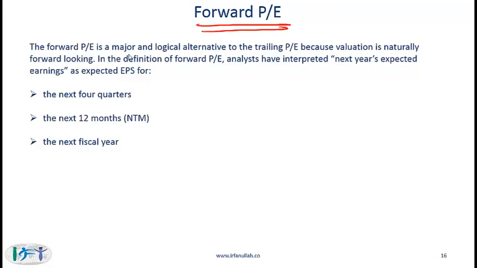The forward PE is a major and logical alternative to the trailing PE because valuation is naturally forward-looking. In the definition of forward PE, analysts must interpret next year's expected earnings as EPS for either the next 4 quarters or the next 12 months or the next fiscal year. The point being that just because you are given a forward PE number doesn't mean you know exactly what the definition of forward is. So when you are presenting a forward PE, you need to clearly explain what is meant by forward. Is it the next 4 quarters, the next 12 months, or the next fiscal year?